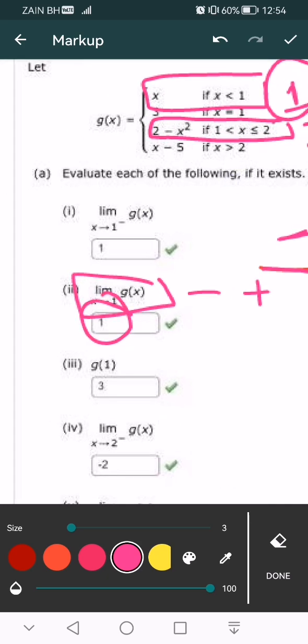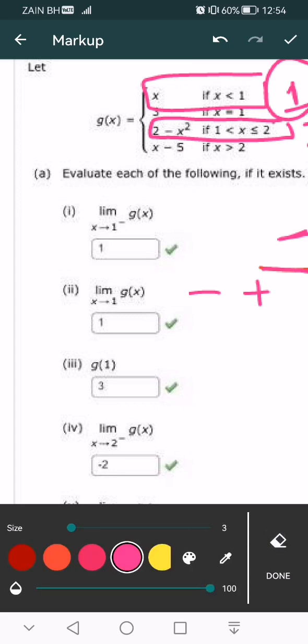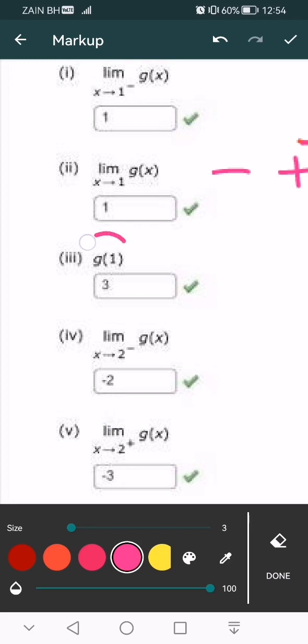Okay, the limit as x goes to 1 of g of x from the left side is equal to the limit as x goes to 1 of g of x from the right side. So the limit as x goes to 1 without left and right of g of x is equal to 1. Now the value again, what is the difference?